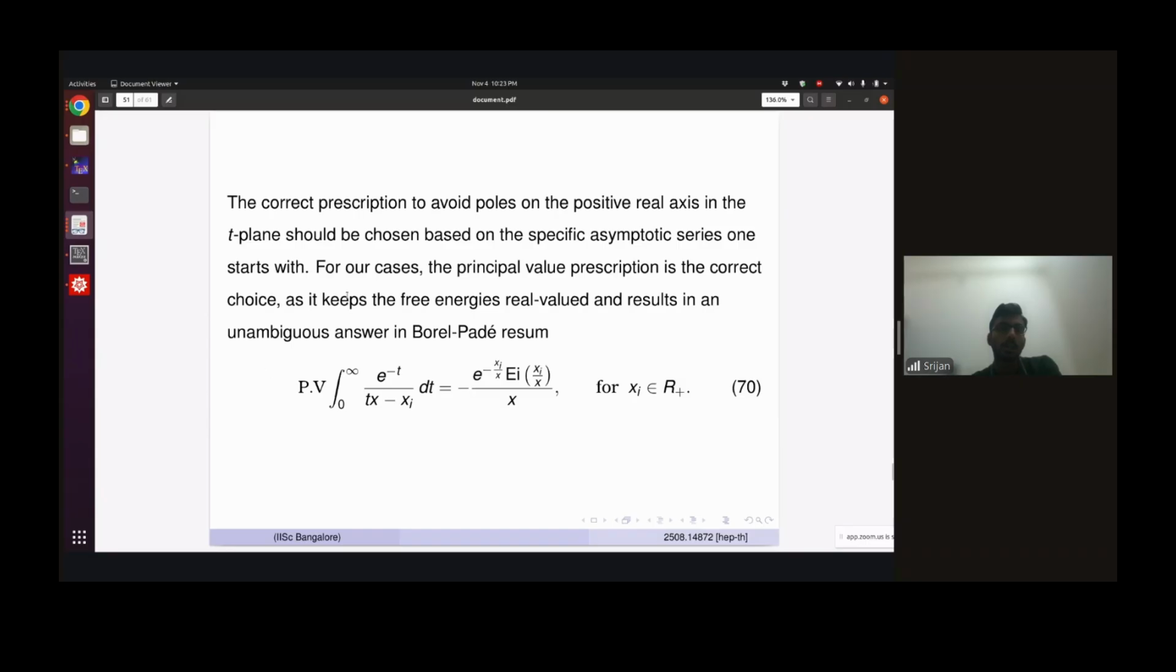And now I should mention that the correct prescription to avoid the poles on the positive real axis in the t-plane should be chosen based on the specific asymptotic series one starts with. But for our case, the principal value prescription is the correct choice as it keeps the free energies real valued, and the result is unambiguous in the final answer. Okay, so we need a real valued answer.